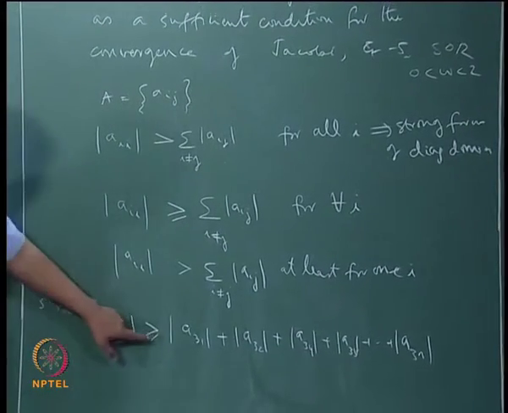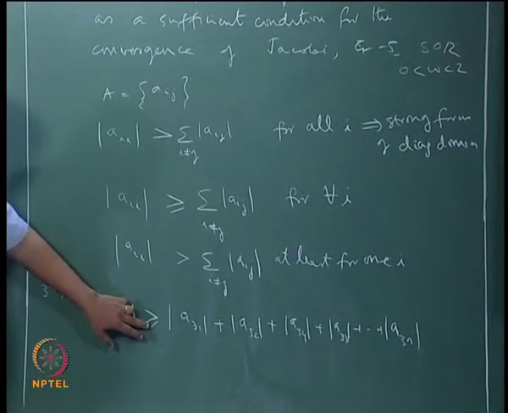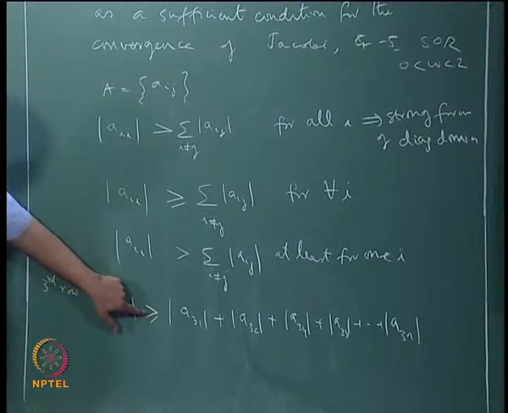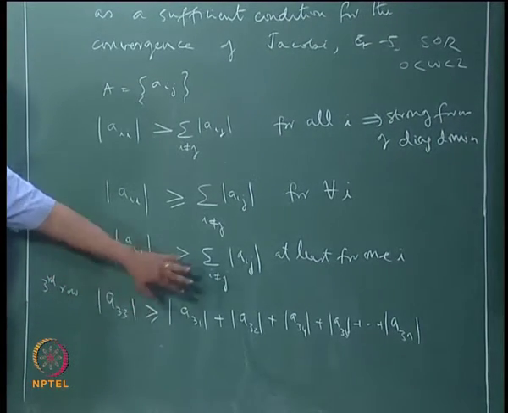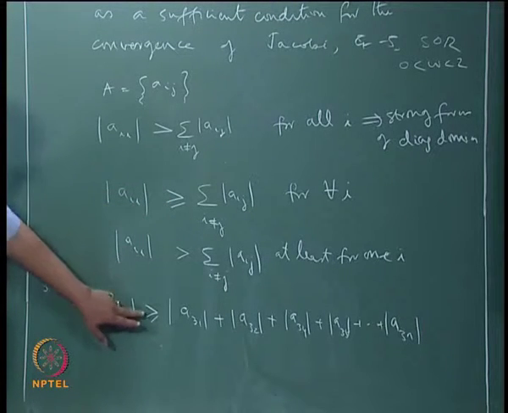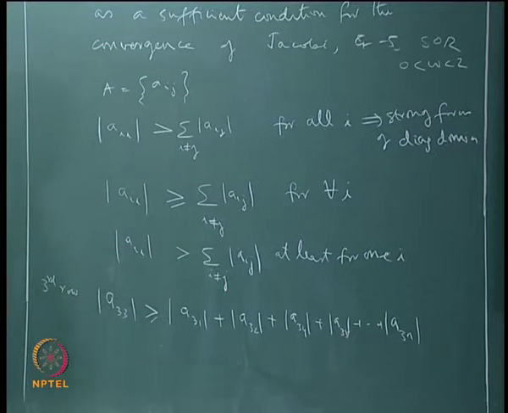If this is satisfied for all the rows with a greater than sign, then we have the strong form of diagonal dominance. If it is satisfied with an equal to sign for all of them, and at least for one of these rows it is satisfied with a greater than sign, then we have the weak form of diagonal dominance.